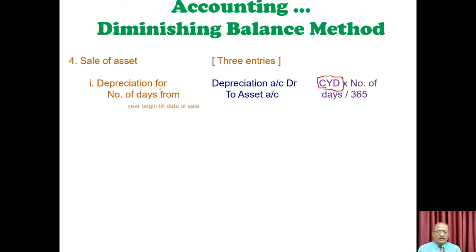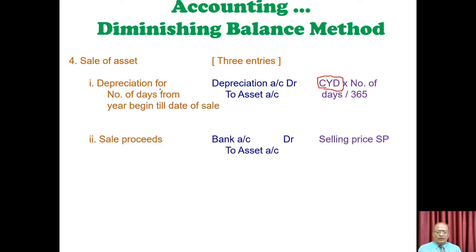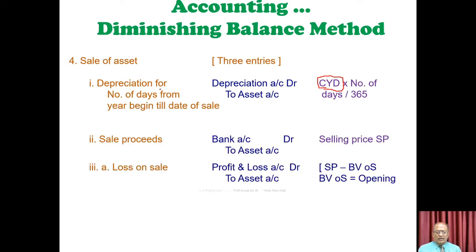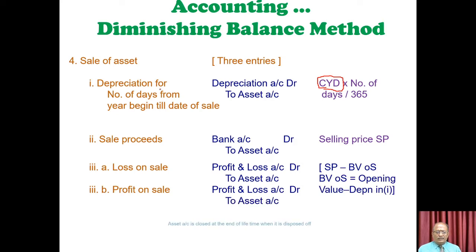Now, the second one, sale proceeds. This is a normal entry. And the loss or profit on sale is also the same thing. Here, the account is closed at the end of the lifetime or when it is disposed of. Either of these things must happen to get the account closed. Right? Okay.